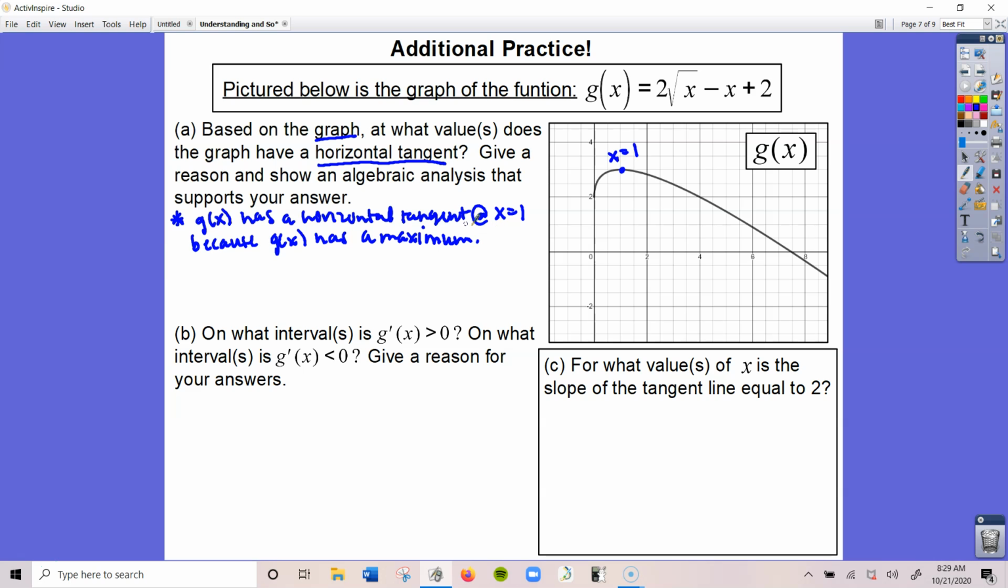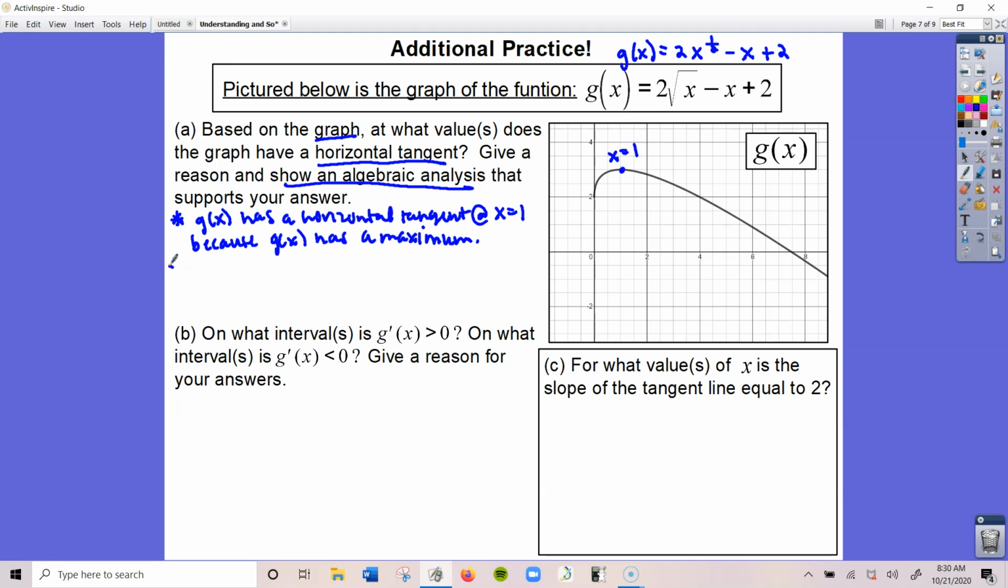Now, for the second part of this question, it says to give a reason, which I already did, and show an algebraic analysis that supports our answer. An algebraic analysis is basically to actually find the derivative based on the equation. So when I look at my equation, this is in polynomial type form, except we have this square root, which when we're trying to find the derivative is very difficult unless we rewrite it using an exponent. So g of x is equal to 2x to the 1/2 minus x plus 2.